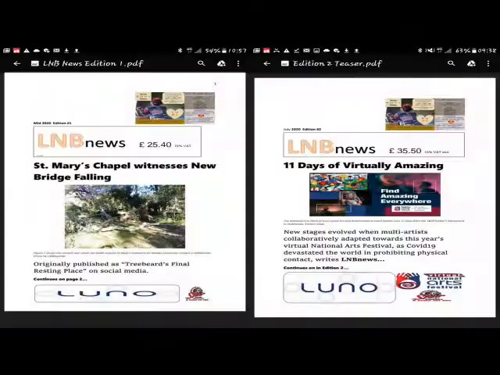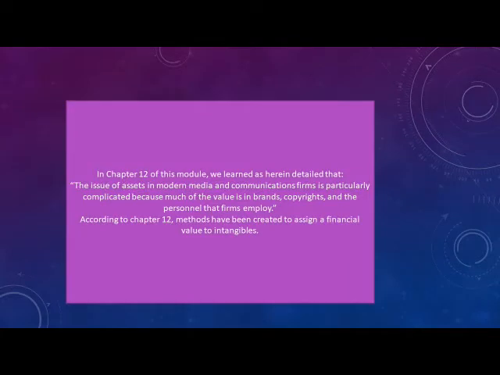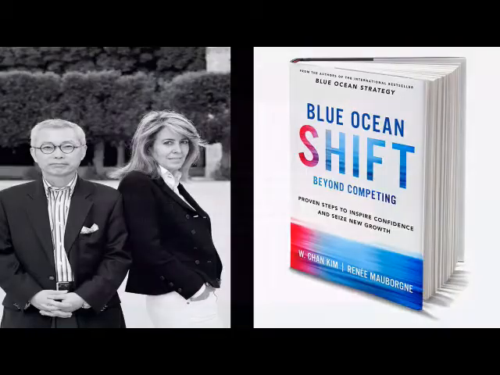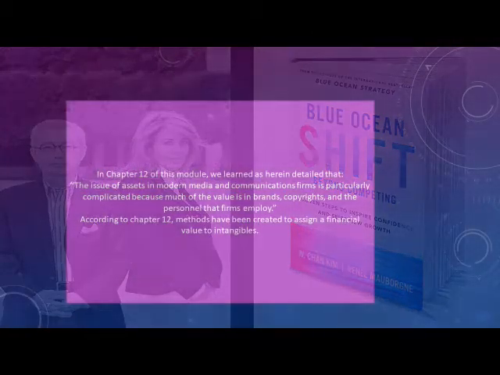Quote: "The issue of assets in modern media and communications firms is particularly complicated because much of the value is in brands, copyrights, and the personnel that firms employ. Methods have been created to assign a financial value to intangibles." The reading also covers reinvestment.